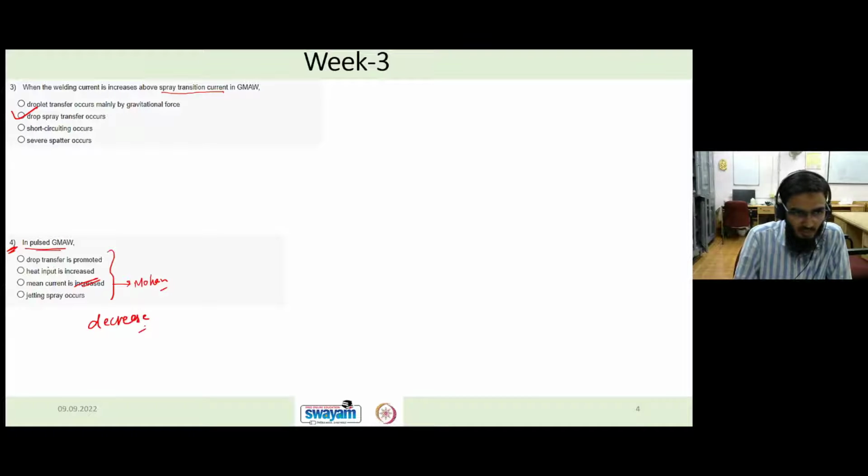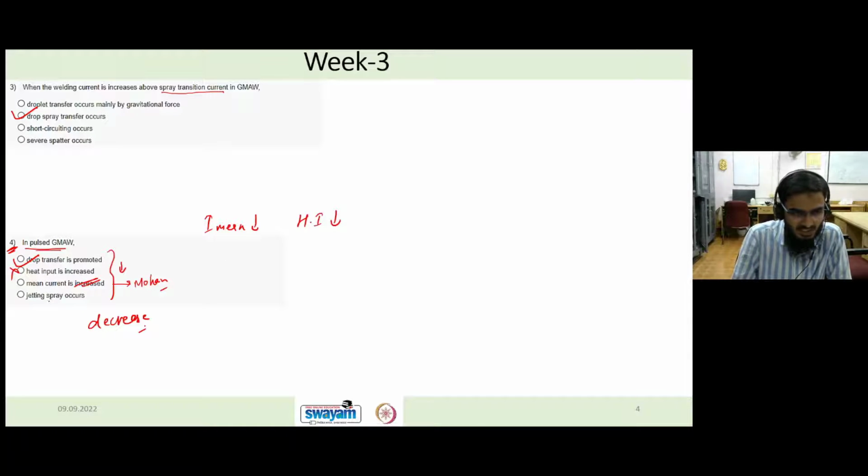And then drop transfer is promoted. Yeah, that's true. Heat input is going to increase, which is not correct. Heat input is basically going to decrease because the mean current is decreasing. If the mean current is going to decrease, then in that case, the heat input is also going to decrease.